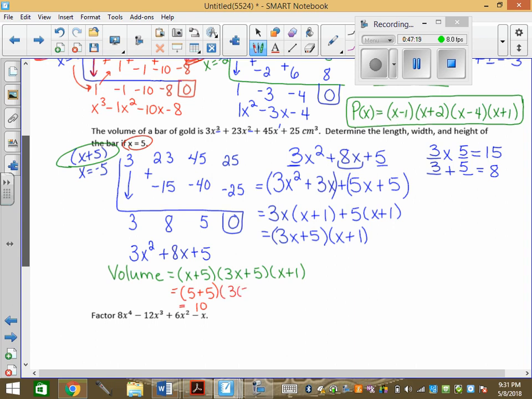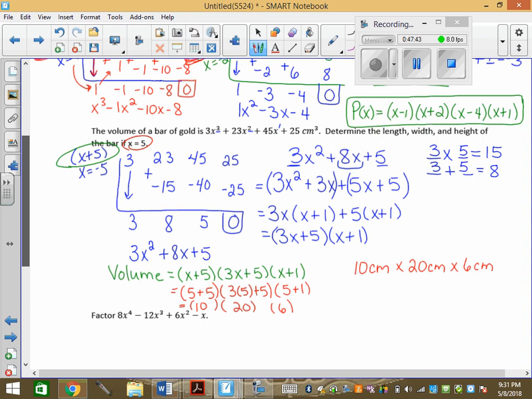We get 3 times 5 plus 5, which is 15 plus 5. So that is 20. And then we get 5 plus 1, which is 6. So our dimensions, because it's centimeters cubed, are 10 centimeters by 20 centimeters by 6 centimeters.